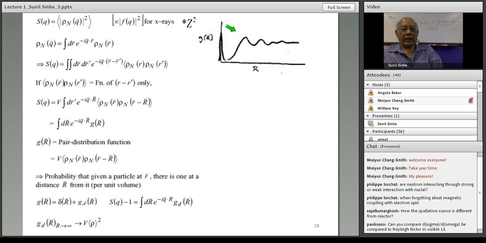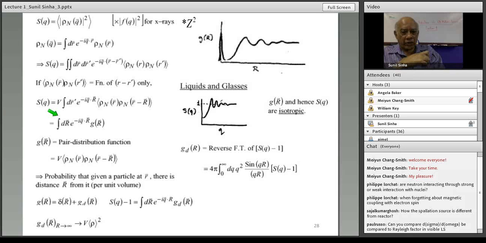And they go in this oscillatory way, corresponding to, if you like, short range order or shells of neighbors and so forth. As you go out, for a disordered system like a liquid or a glass, it eventually settles down to just a constant value, which is related to the average density of the system, right? So that's what g of r looks like. And what we are measuring is its Fourier transform. So what we actually measure is S of Q, which is the Fourier transform of this.